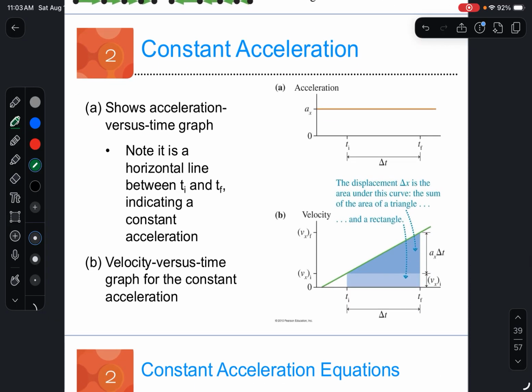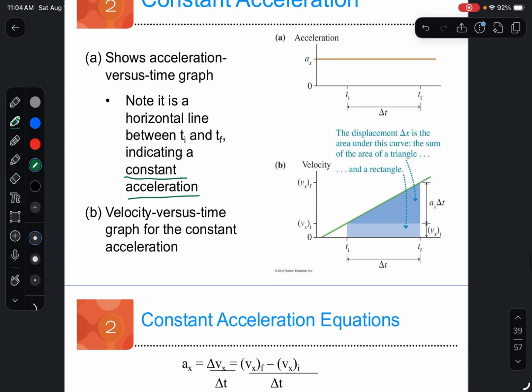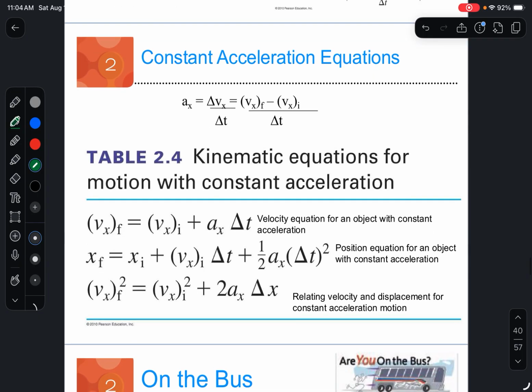This slide shows the acceleration versus time graph. Notice the top picture is a horizontal line, which tells us that it's a constant acceleration. The bottom picture shows the velocity versus time graph, also for a constant acceleration. Now, our acceleration is the change in velocity over the change in time. Notice in this formula, we do have a subscript of x by velocity, and that just tells us that it's operating in the x direction.